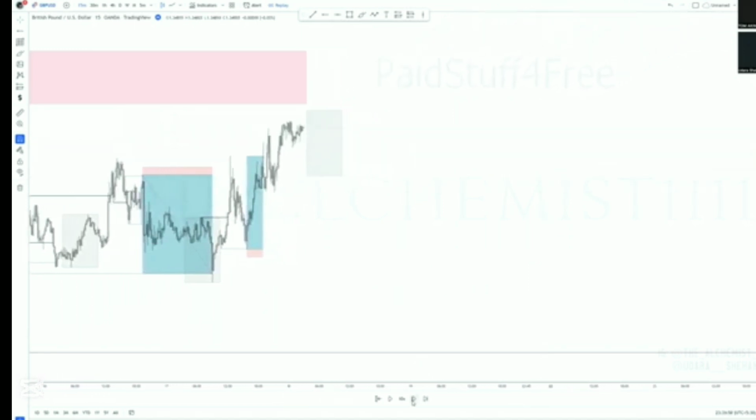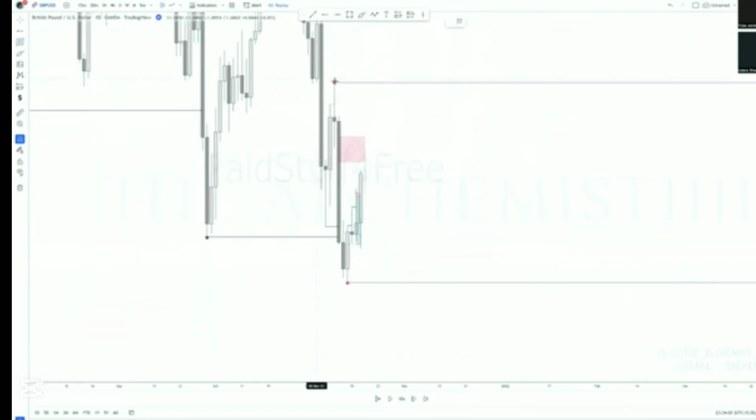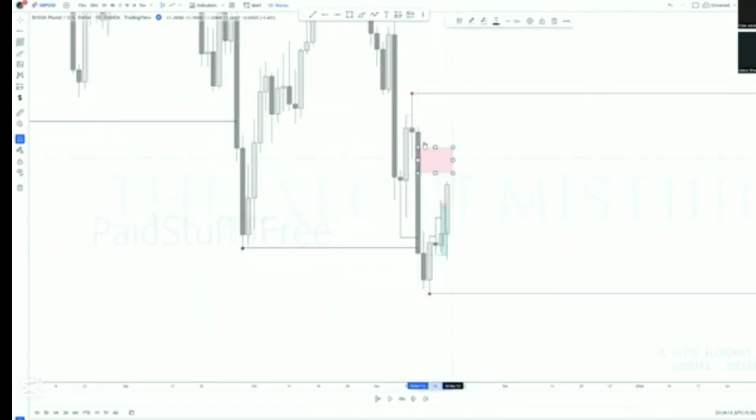Let's wait. Okay, so now a new day starts. What do we do? We start from the daily. So now remember, we are in premium prices of the current range, right? Reaching premium prices of the current range, we are inside of a sell zone. Can you see that? We are inside of a sell zone.